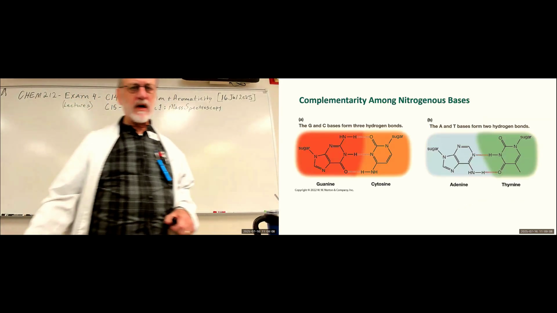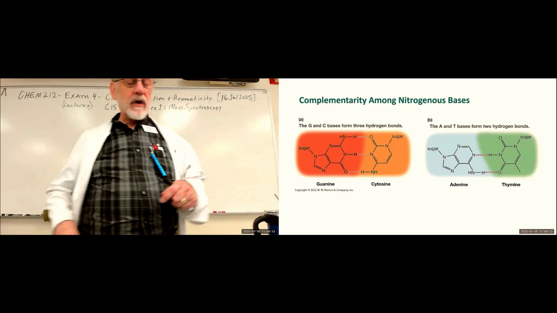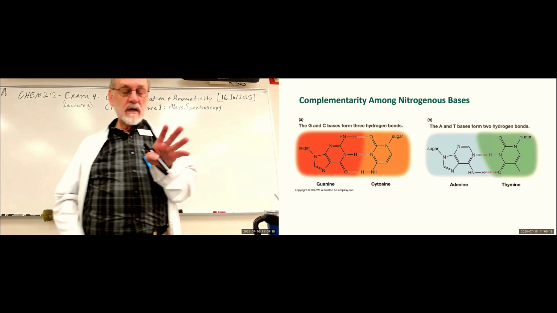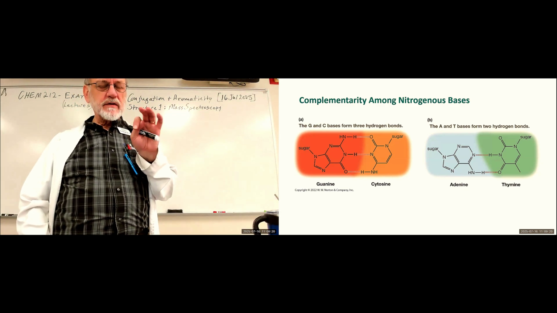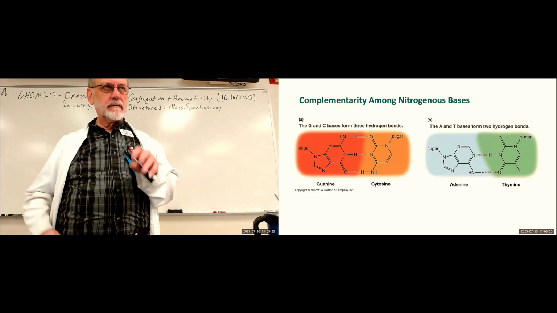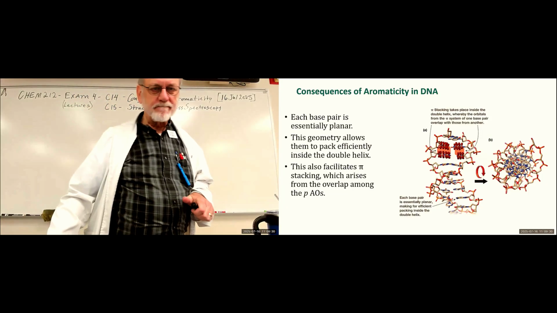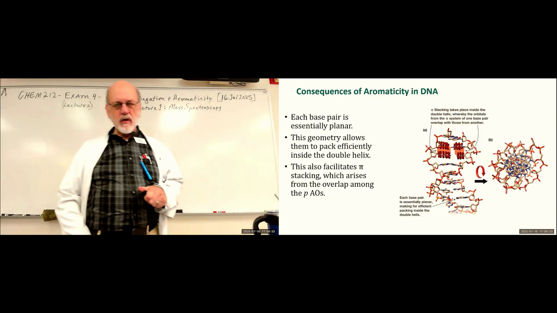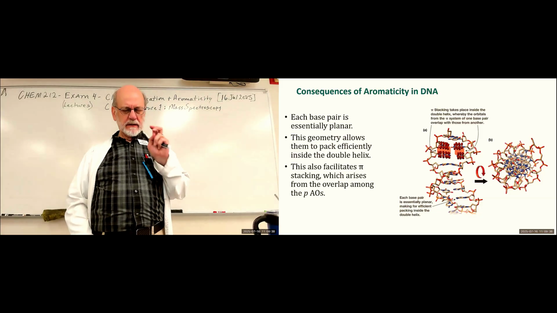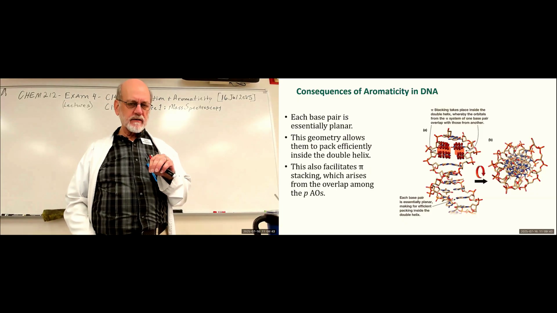Oh, there it is. There's your hydrogen bonding. And since these molecules are aromatic, they're also planar, so those hydrogens and oxygens or hydrogens and nitrogens always line up correctly. Each base pair is planar. It allows for efficient packing in the double helix.